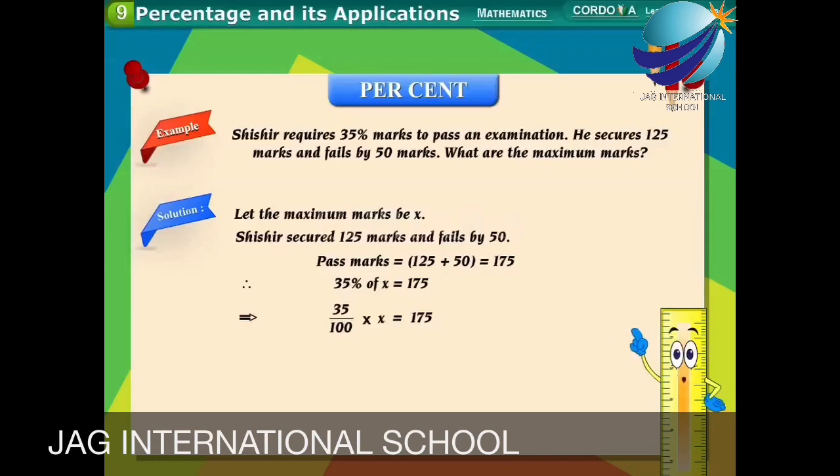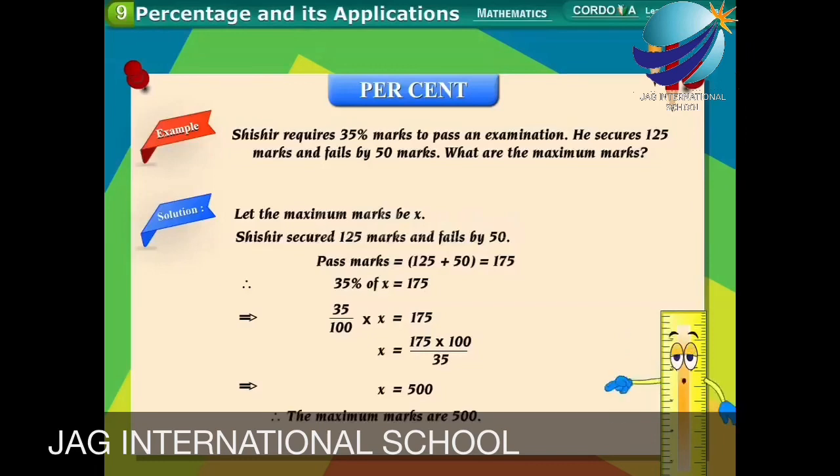Because 35% of x is equal to 175, it implies that 35 divided by 100 multiplied by x is equal to 175. It implies that x is equal to 175 multiplied by 100 divided by 35. It implies that x is equal to 500. Therefore, the maximum marks are 500.